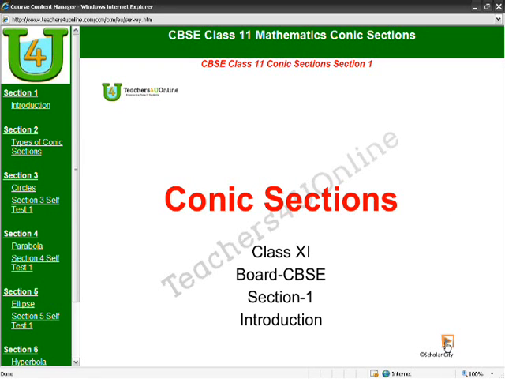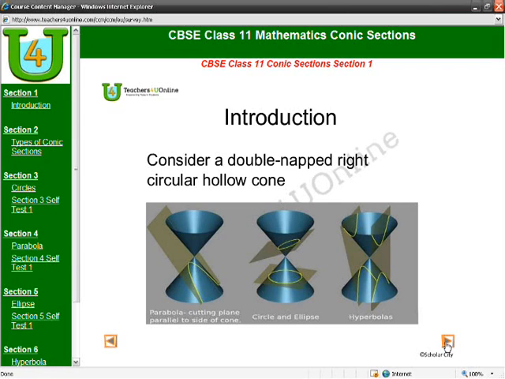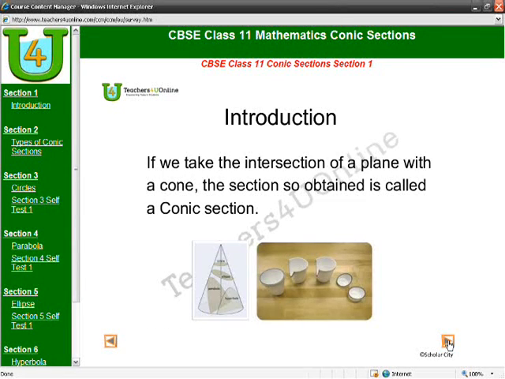Today, we are going to learn about conic sections. Now, what do we understand by a conic section? Conic sections, or conics as they are normally called, are obtained as an intersection of a plane with a double-napped right circular cone. Now, if you look at the picture, we have three different types of right circular hollow cones which have been cut by an intersecting plane at different angles.